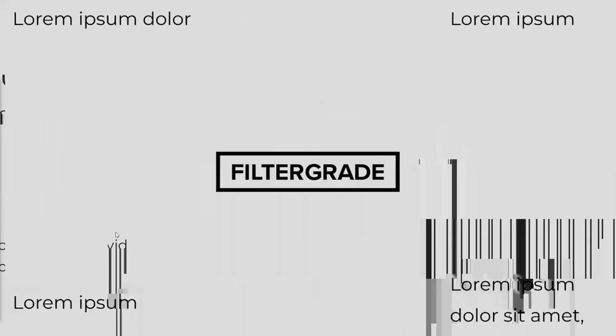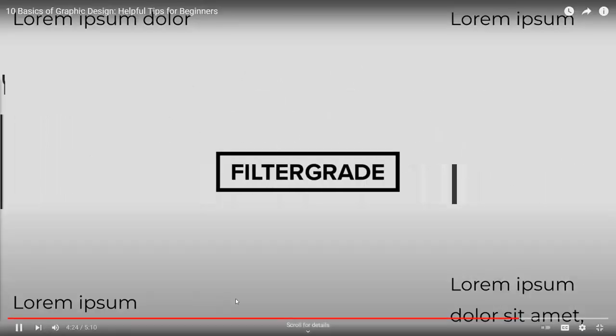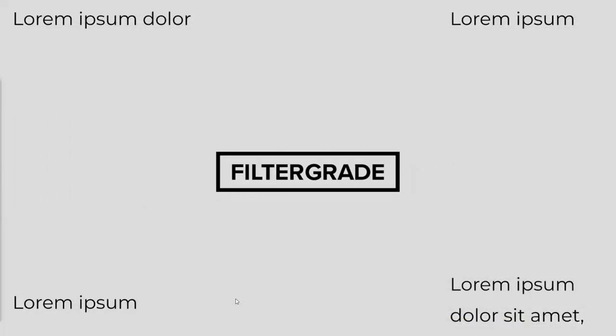Proximity is the art of grouping related items and distancing unrelated ones. This helps viewers understand what information is relevant and which may not be. For example, you wouldn't want your business card to scatter your contact information all around the card. Instead, your email, phone number, and title should all probably be stacked near each other since they're closely related.